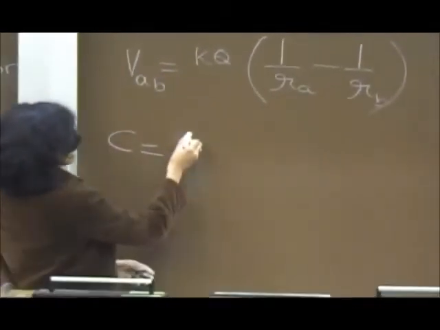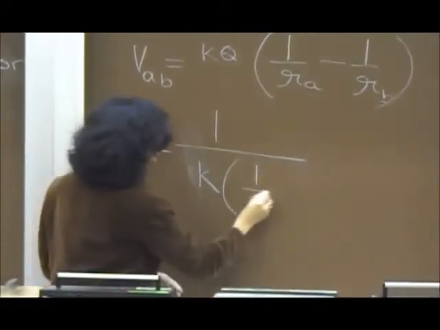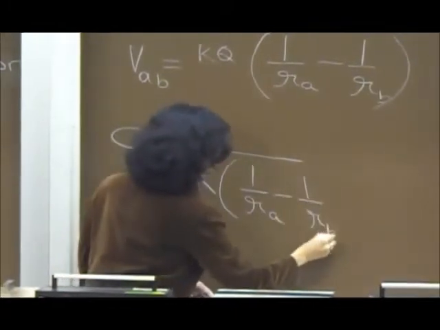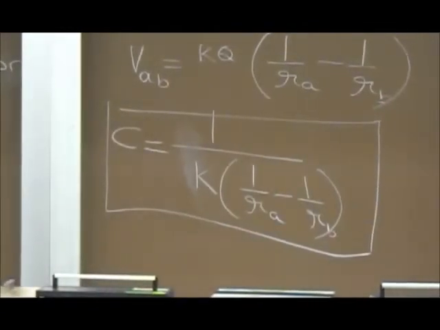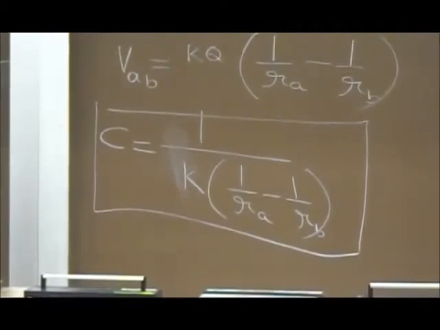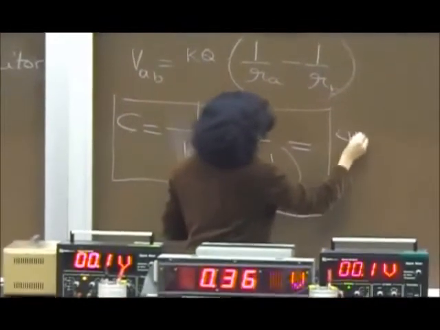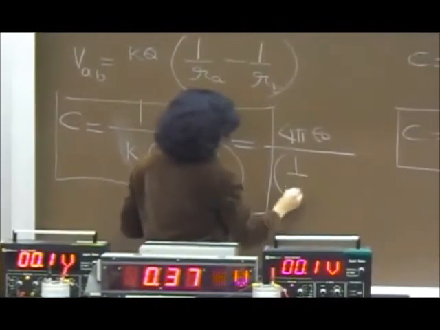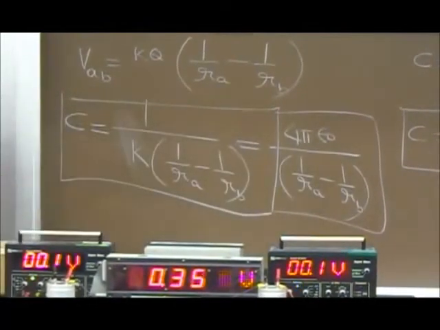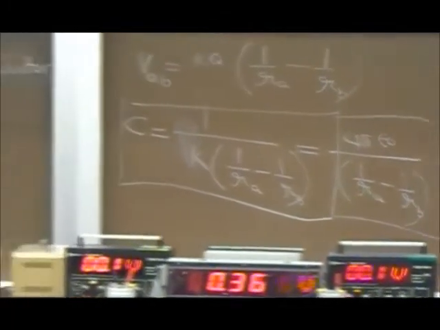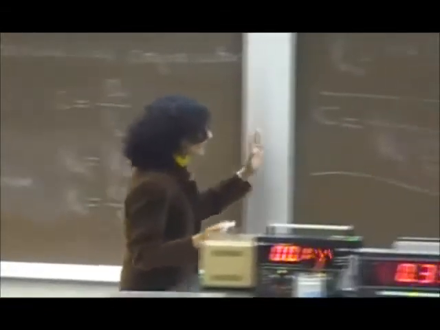Very good. It's 1 over K times 1 over RA minus 1 over RB. This is your answer. This is the capacitance of a spherical capacitor. And notice K, what is K here? Does everybody remember K is really nothing but, another way to write this would be 4 pi epsilon 0 divided by 1 over RA minus 1 over RB. Because K is 1 over 4 pi epsilon 0, right? Do you remember that?